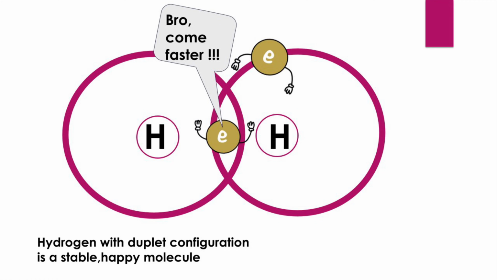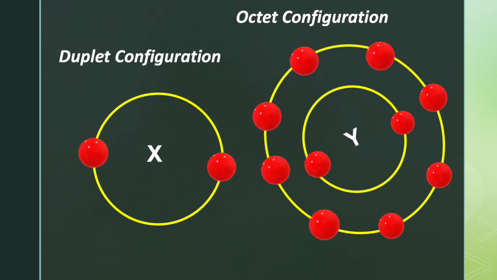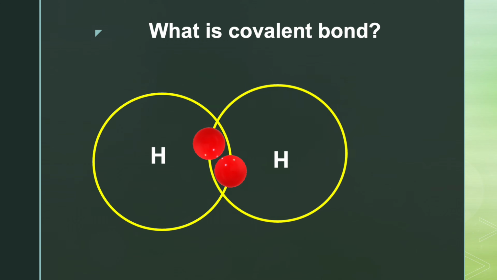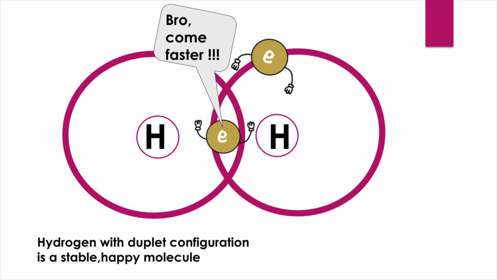Atoms combine with other atoms by losing, by gaining, or by sharing electrons. Atoms do this to maintain their stability, because atoms with octet configurations are stable except hydrogen and helium. For hydrogen and helium, duplet configuration is very stable. So a covalent bond is formed by sharing of an electron pair between atoms of a molecule.